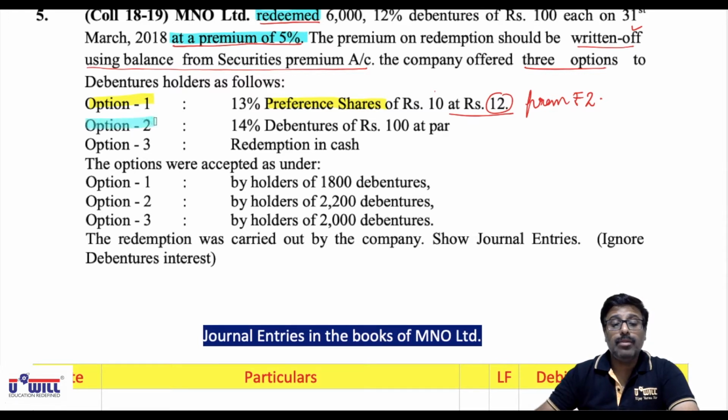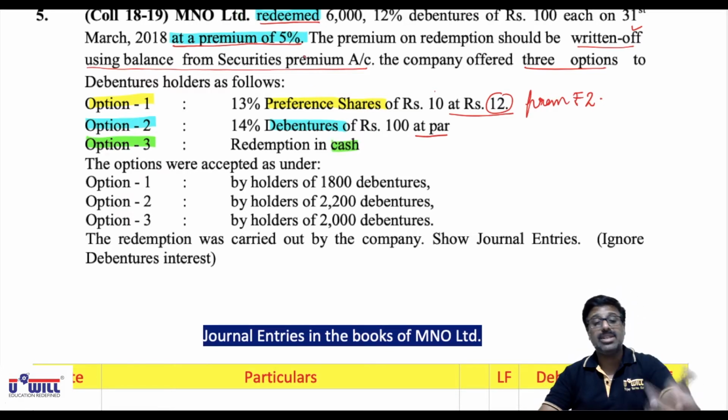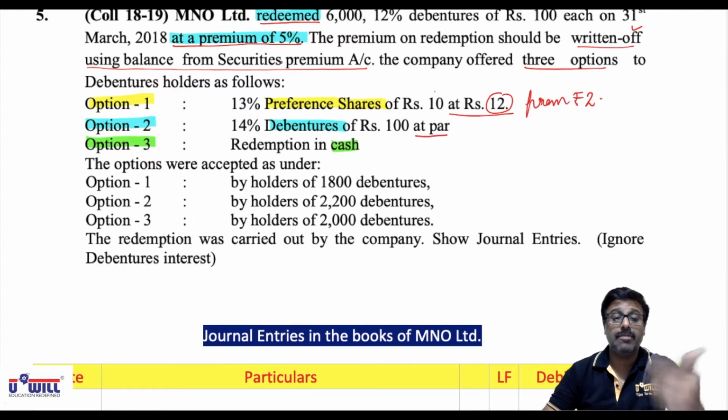Option 2 is 14% debentures of 100 each at par. So in the second option, we are giving them the debentures at par itself. And option number 3 is redemption in cash. Equity shares are not included here, because if you give equity shares, it is as good as conversion only, and conversion we already studied in the last lecture. So 3 options are given to debenture holders: either they can take preference shares, or debentures, or cash.